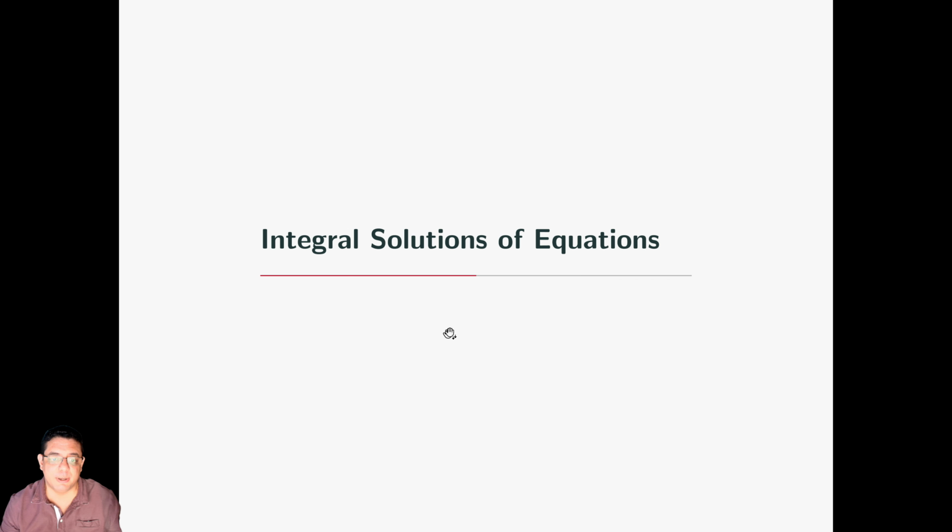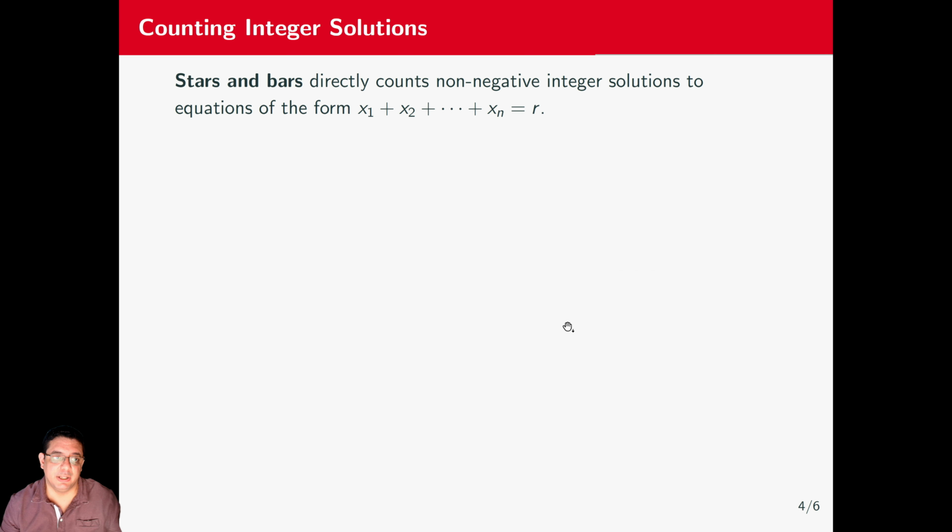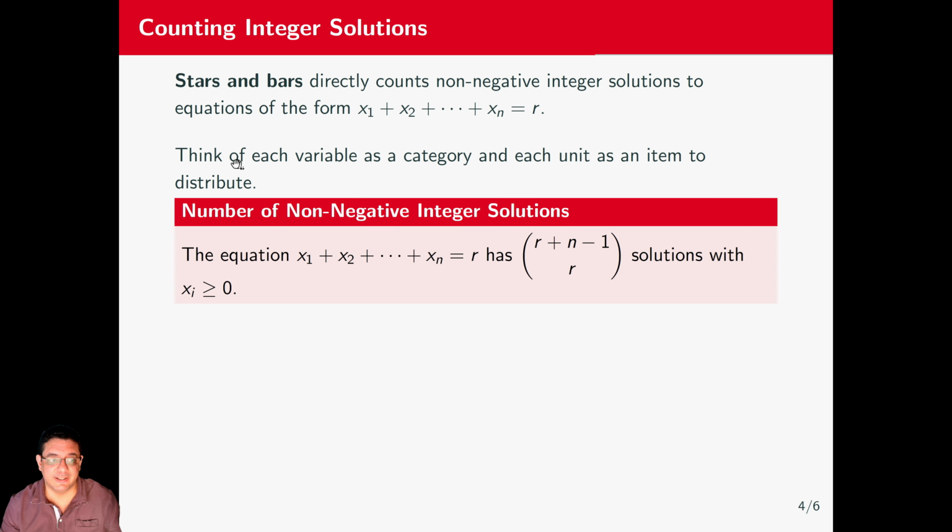Okay, so now let's talk about integral solutions of equations. In here, stars and bars directly counts the non-negative integer solutions to equations of the form x1 plus x2 up to xn equals r. We think of each variable as a category and each unit as an item to distribute. So x1 up to xn equals r gives me n, and this gives me r. And it's going to have r plus n minus 1 choose r solutions with xi bigger than 0.